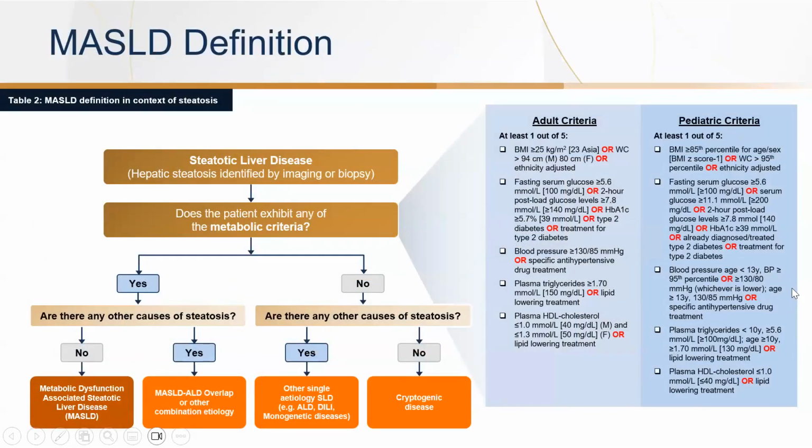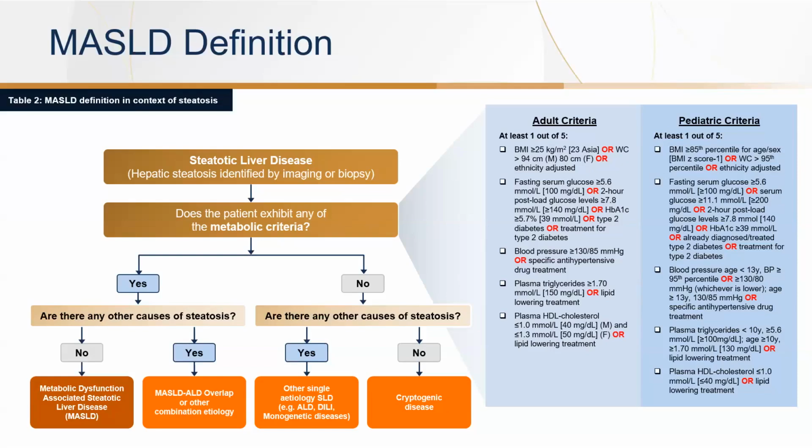I'm sorry. Or HDL lower than 50 in a female, or lower than 40 in a male. I apologize for that. So then once you just see that they have the criteria, you want to decide if there were other causes of steatosis, such as medications, things like amiodarone, methotrexate can cause, but if there is no other cause, then you can go ahead and say that they have metabolic dysfunction associated steatotic liver disease. If they have advanced alcohol use, then they could have the overlap. And then you always want to look for other etiologies.